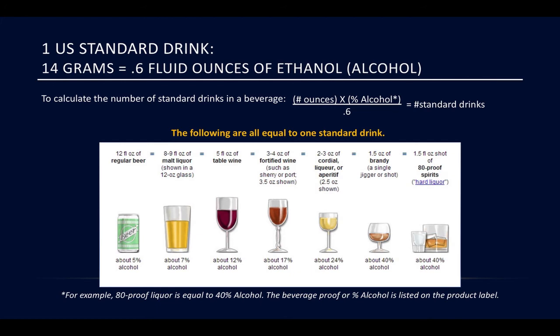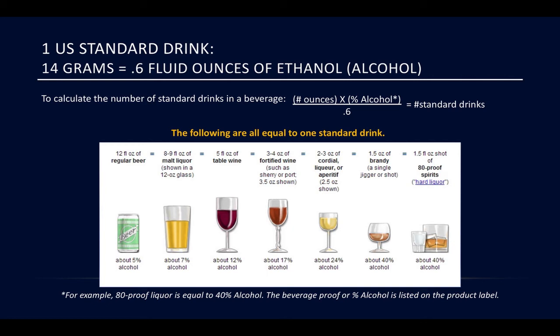When asking patients about their alcohol consumption, it is important that they know what you mean by a standard drink. In the United States, one standard drink contains 14 grams of pure alcohol, or 0.6 fluid ounces. You can find the percent alcohol in the beverage label, sometimes referred to as ABV, or alcohol by volume. So a 12-ounce can of beer containing 5% alcohol is one standard drink.